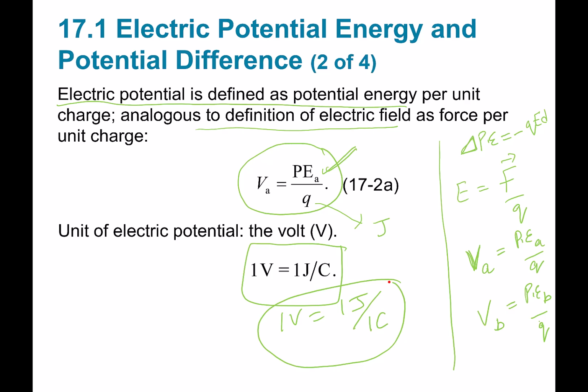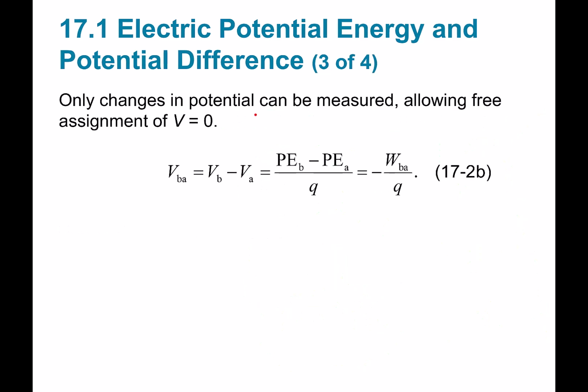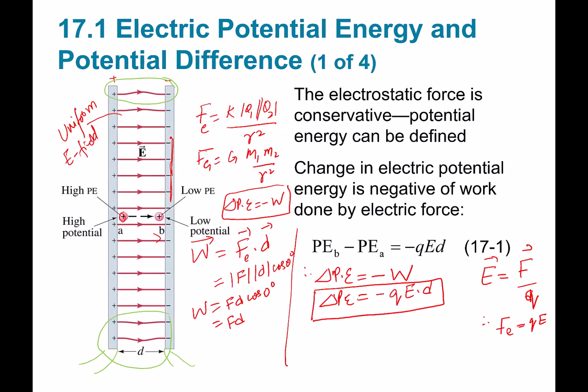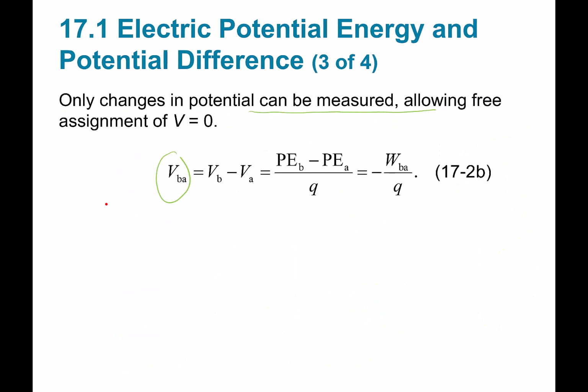The potential difference, on the other hand, is measured by taking the difference in potential between 2 points. For example, we have VBA. Using the same diagram, if we have to find the potential difference between one end and the other, or the final versus the initial, it is VB minus VA. If we substitute the change in potential energy, which is equivalent to minus WBA, over Q.